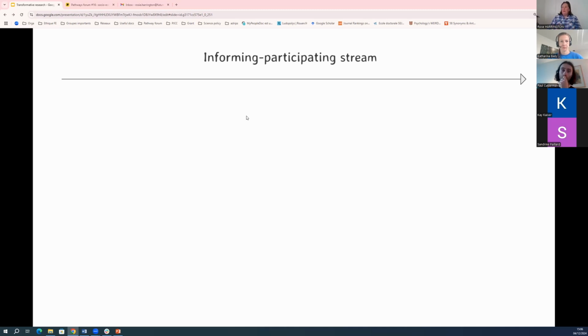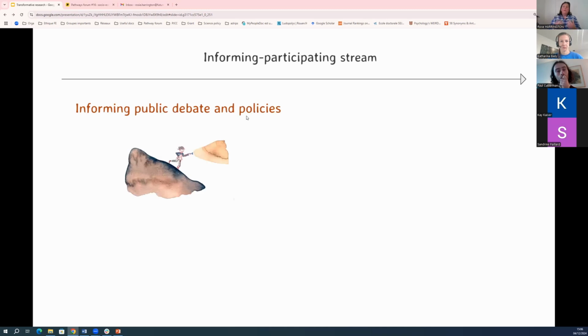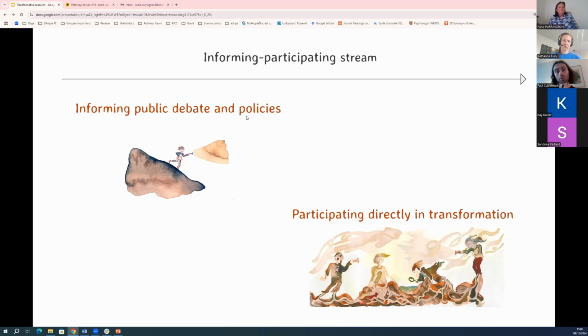And so this stream is different, with one end having the aim of the research project being to inform public debate and policies, or it could be transformative in a different way by actively and more directly participating in that transformation in society. And so that was a quick introduction and the end of what I wanted to say as a starting point before we started the forum.